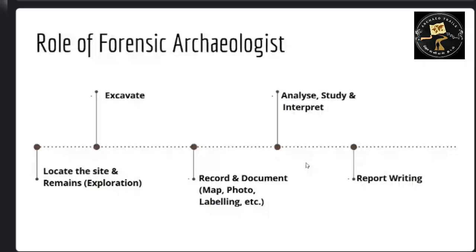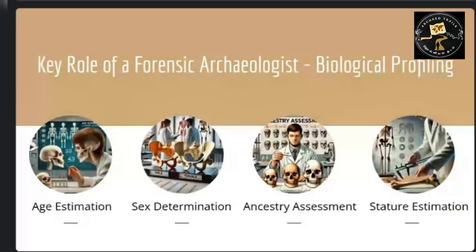Next, biological profiling. Biological profiling is nothing but identifying the skeletal remains. Once we get the skeletal remains, we'll be identifying its age estimation, sex determination, ancestry assessment, and stature estimation. Age estimation can be done through different bones of the body, like from ribs we can estimate the age, and the pubic symphysis can be used in age estimation. It is a very huge chapter, so I'm not going into detail because of the time constraint. I'll explain basic information about it.